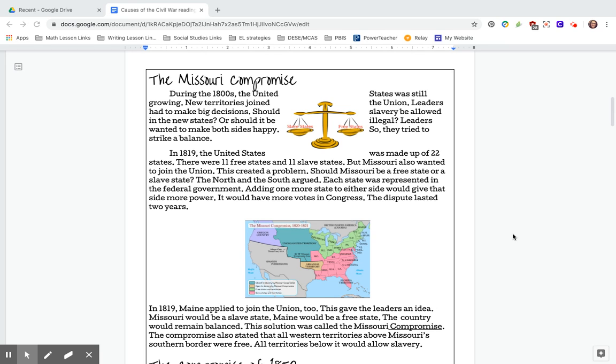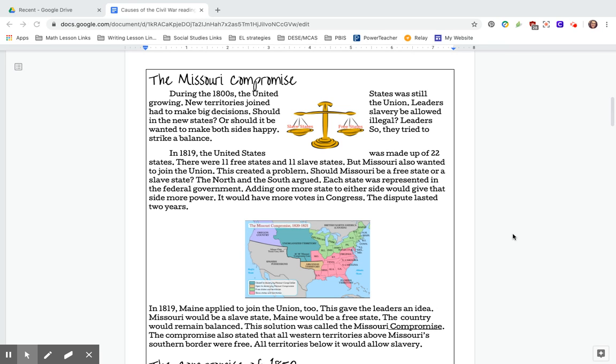Each state was represented in the federal government. Adding one more state to either side would give that side more power. It would have more votes in Congress. The dispute lasted 2 years. In 1819, Maine applied to join the Union too. This gave the leaders an idea.